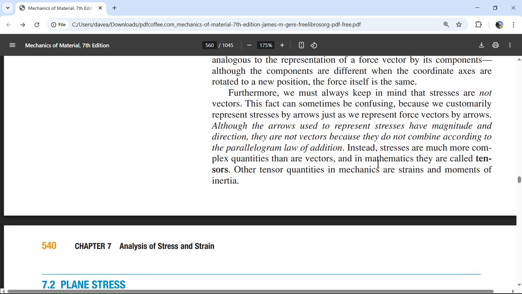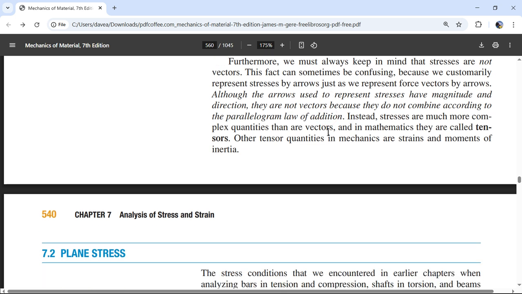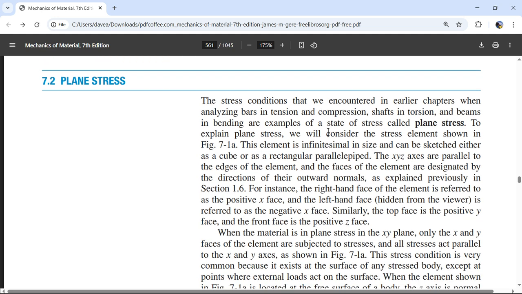All right. Furthermore, we must always keep in mind that stresses are not vectors. Yes, so they're not free body diagrams. They are in the direction that a force vector would act. This fact can sometimes be confusing, and they should have drawn more free body diagrams in this book, because we customarily represent stresses by arrows, and we also represent force vectors by arrows. Cool, so let's just move on because we know that.